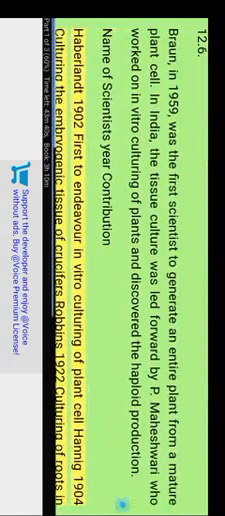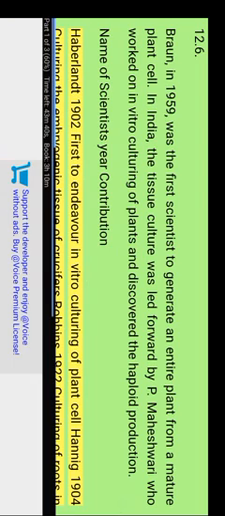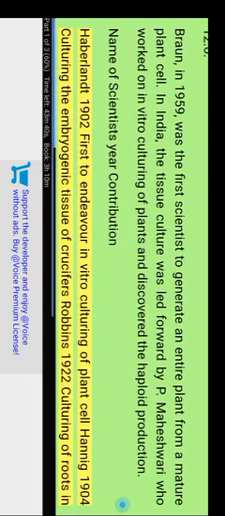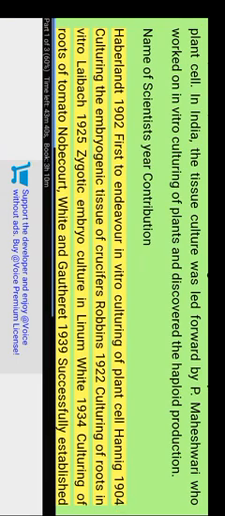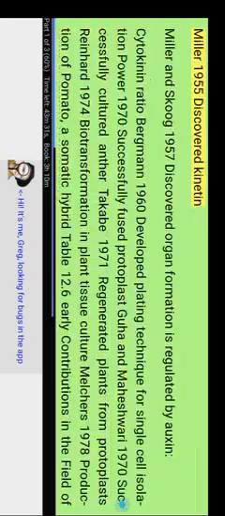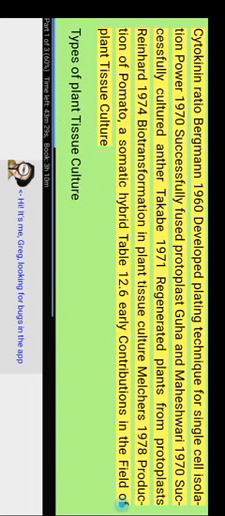Haberlandt, 1902, first to endeavor in vitro culturing of plant cells. Hanning, 1904, culturing the embryogenic tissue of crucifers. Robbins, 1922, culturing of roots in vitro. Laibach, 1925, zygotic embryo culture. Kotte and White, 1934, culturing of roots of tomato. Nobecourt, White, and Gautheret, 1939, successfully established indefinite callus culture. Braun, 1941, culturing of crown gall tissues. Loo, 1945, culturing from the tip of the stem. Miller, 1955, discovered kinetin. Miller and Skoog, 1957, discovered organ formation is regulated by auxin.